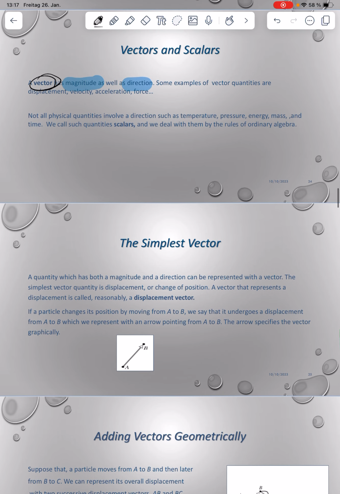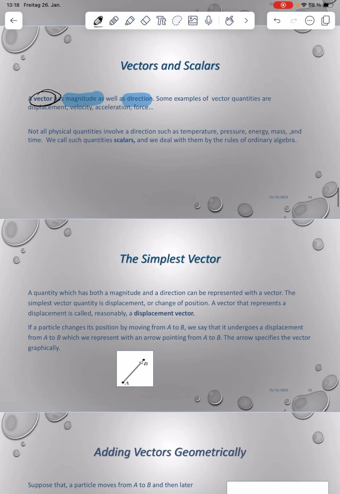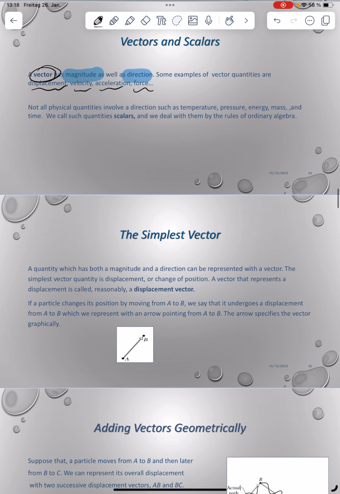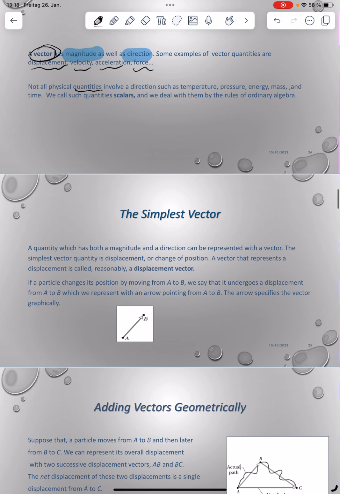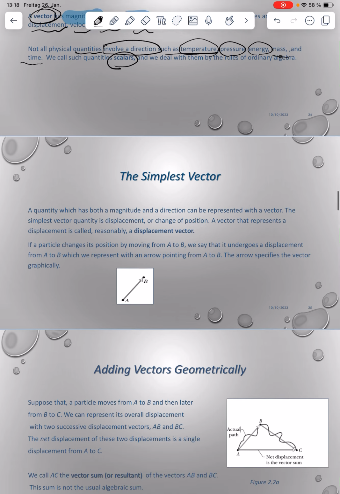And there are some examples of vectors: displacement, velocity, acceleration, and force. And scalars have quantities, but not direction. Their examples are temperature, pressure, energy, mass, and time. We call such quantities scalars.